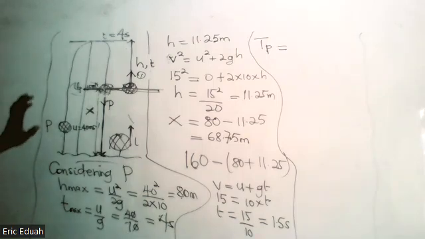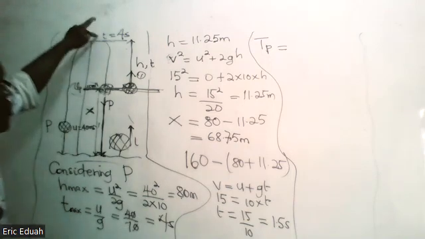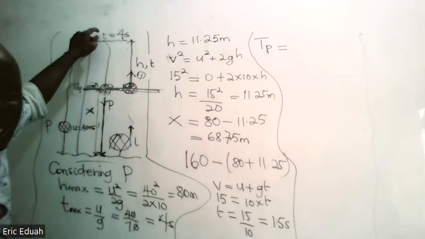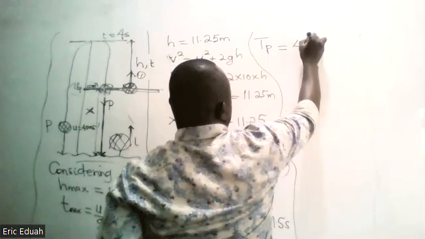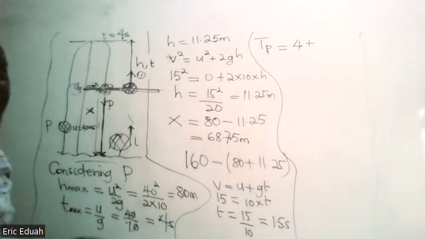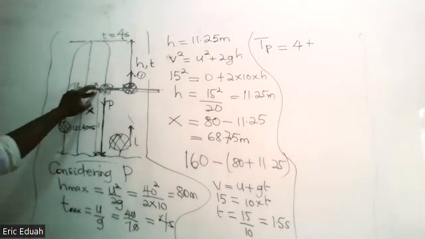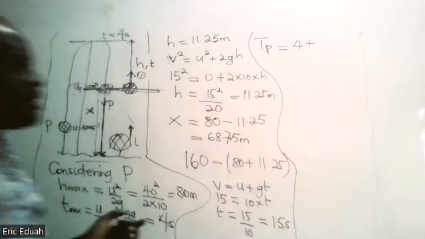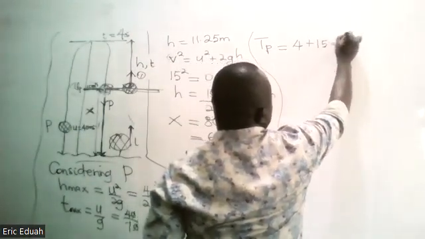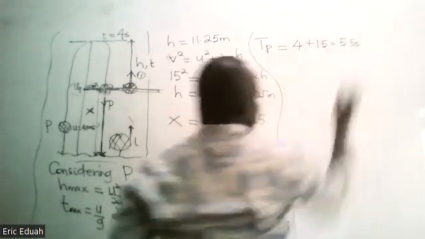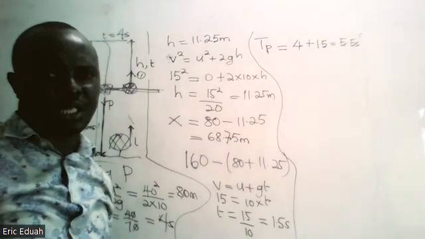Okay, look at it. What's the time taken for P to move from the ground to the maximum height? What's the time there? 4 seconds. And what's the time taken by P to move from the maximum height to the point where it crosses Q? 1.5. And so that would be the time of flight. So we have 5.5 as the total time taken by P before crossing Q.